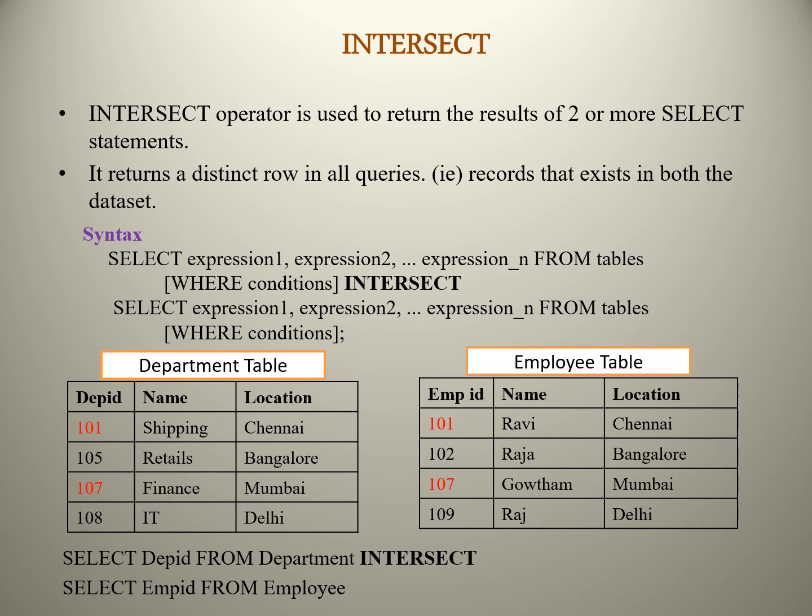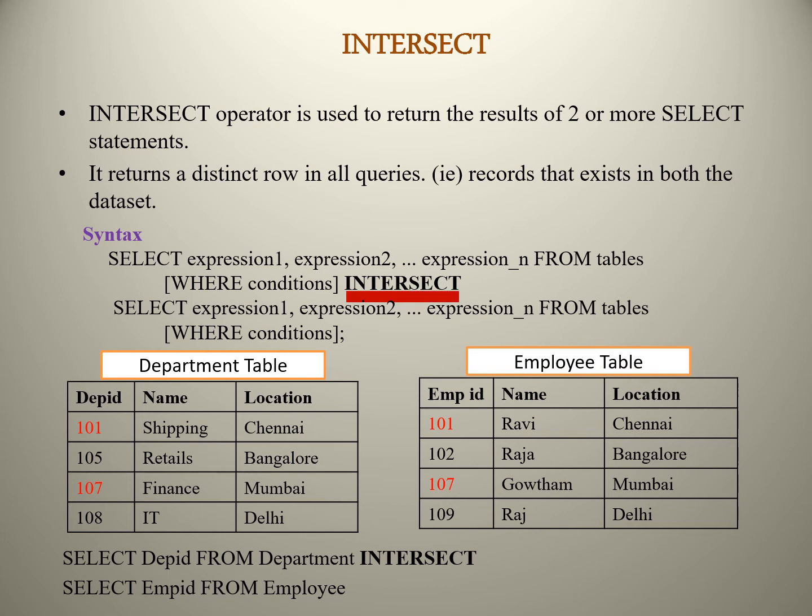Next is the intersect. The intersect operator is used to return the result of two or more select statements. It returns distinct rows, the records that exist in both data sets. We are going to see an example, but before that we are going to see the syntax. Here I mention the intersect keyword.